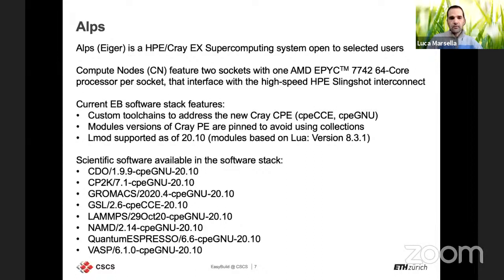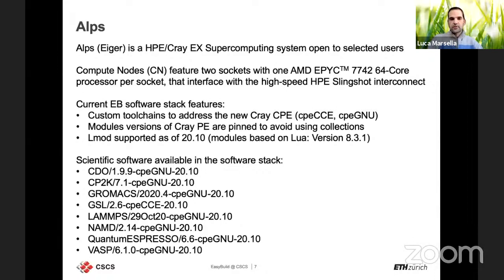Now, we also provided here a software stack with EasyBuild. We have created some custom toolchains to address the new Cray environment, which is now called CPE, Cray Programming Environment, instead of the standard naming convention on the flagship system. And these new toolchains we have called CPE-CCE for the Cray Compiler Environment and CPE-GNU for the GNU compiler environment.